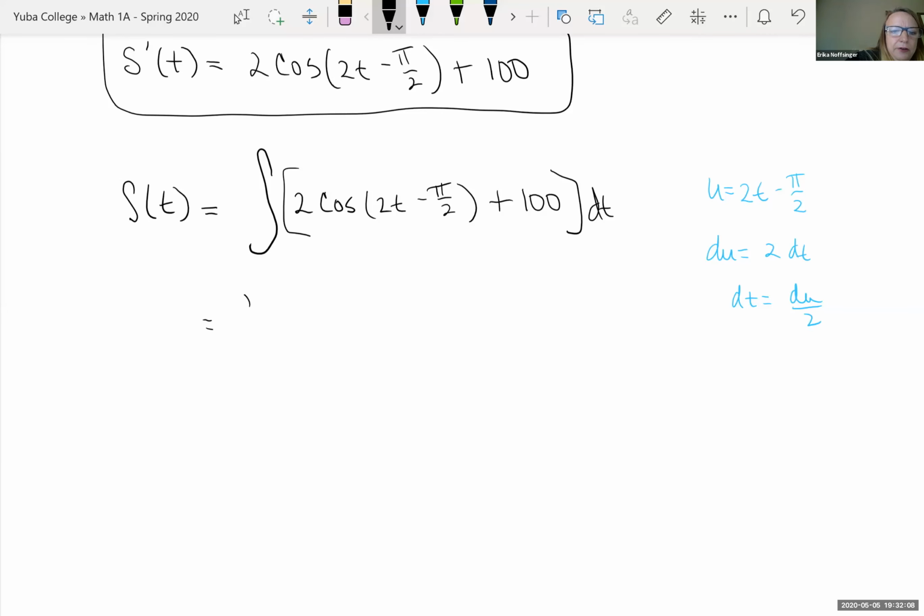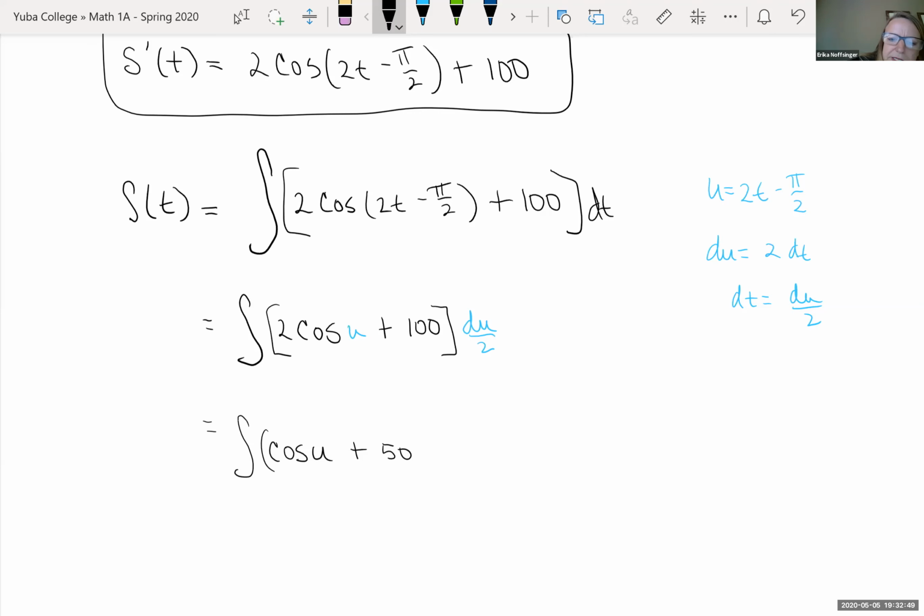So this is equal to the integral of 2 cosine of u plus 100, and this whole thing is multiplied by du over 2. Notice this is like multiplying both of these terms by a half. And if we multiply both terms by a half, 2 cosine of u times 1/2 is just cosine of u, and 100 times 1/2 is 50, du.